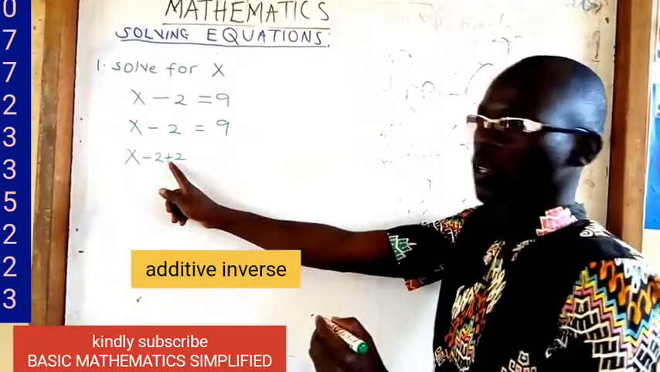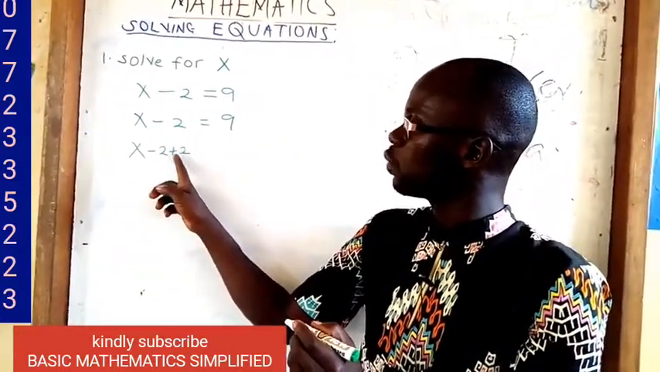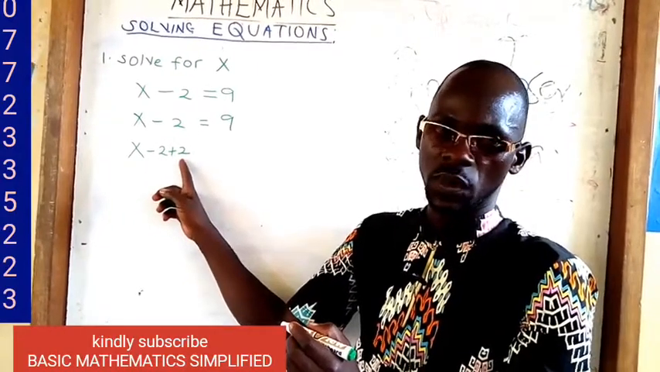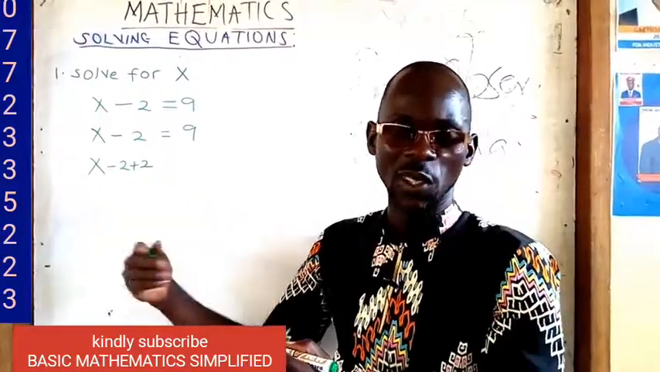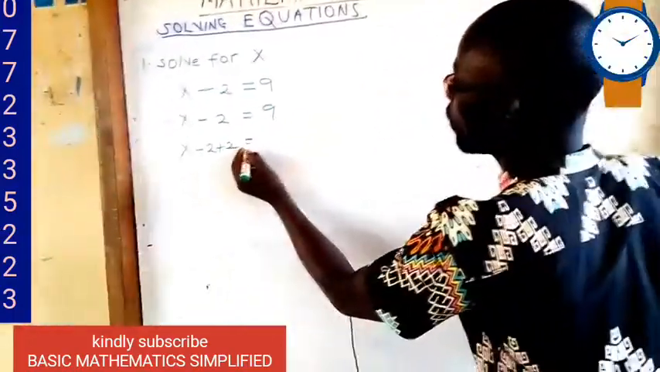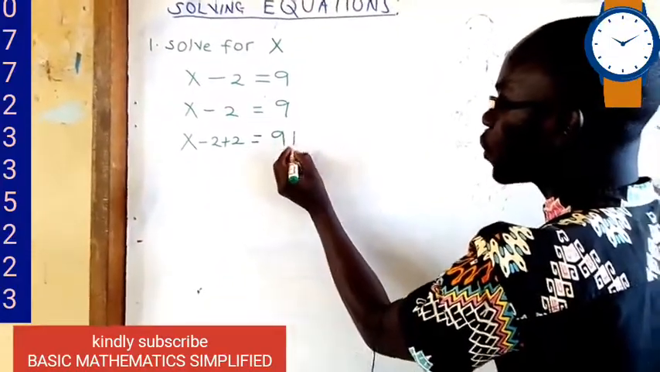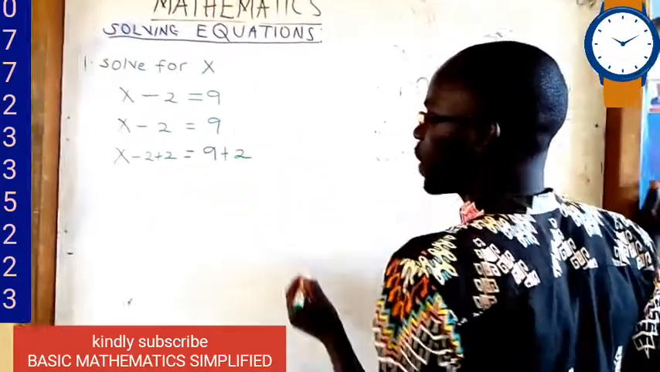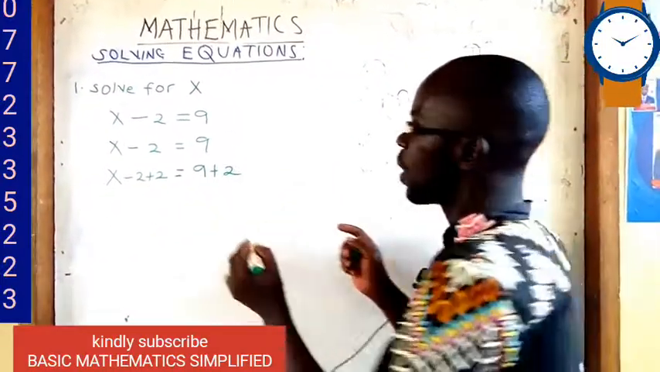Why are we saying plus 2? This is the additive inverse of negative 2. When you add a positive 2 to negative 2, you will get 0. Remember, we want to take this 2 away so that we remain with nothing. The 0 is the same as nothing. So it will give us x on this side. Since we have put the additive inverse, we also add the additive inverse on this side, so that you have x minus 2 plus 2 equals 9 plus 2.